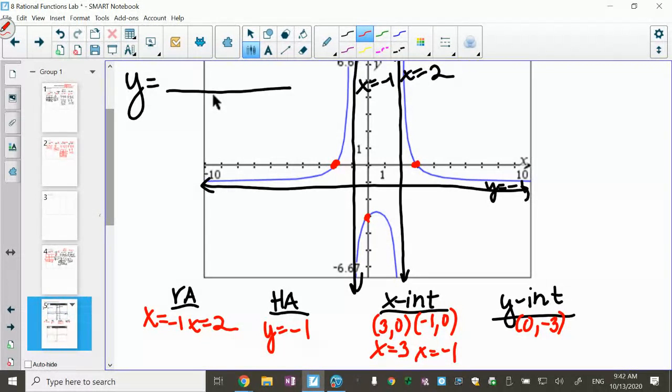Okay. So I'm putting in what I can see. And then we're going to go backwards and put them back into this to see what the function could be. Ready? Everybody good? Yes.